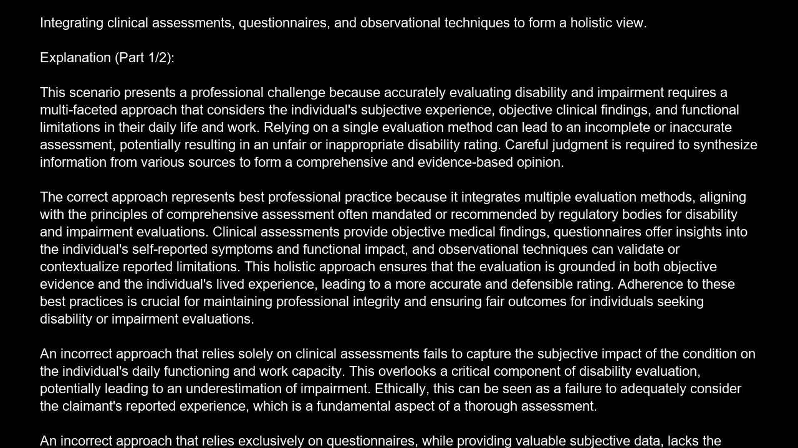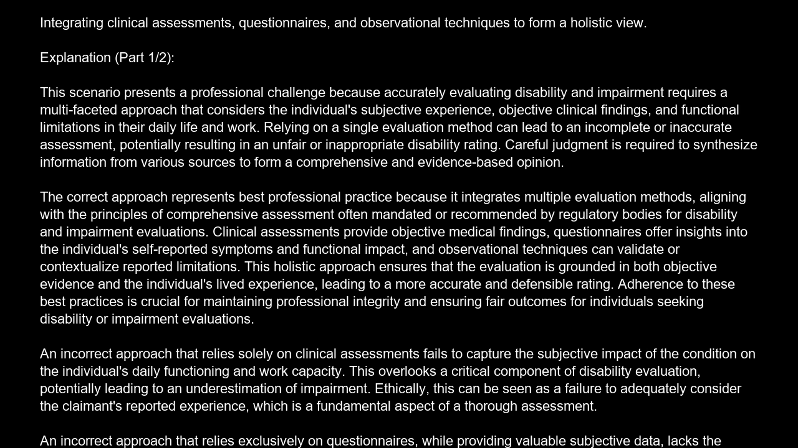The correct answer is B. Integrating clinical assessments, questionnaires, and observational techniques to form a holistic view. Explanation. This scenario presents a professional challenge because accurately evaluating disability and impairment requires a multifaceted approach that considers the individual's subjective experience, objective clinical findings, and functional limitations in their daily life and work.